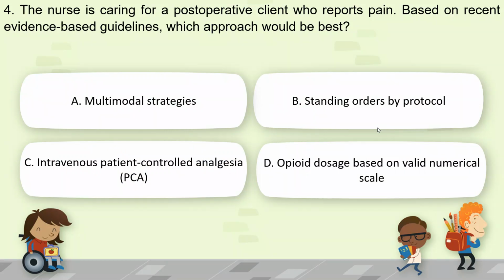Of course, here you are talking about post-operative clients who actually report pain. So therefore, it's very important for us to have an approach that is multifactorial in nature. So we cannot immediately start with your PCA, and also we cannot start immediately with opioid because that is dependent on the need of the patient. So the best answer for number four is letter A.